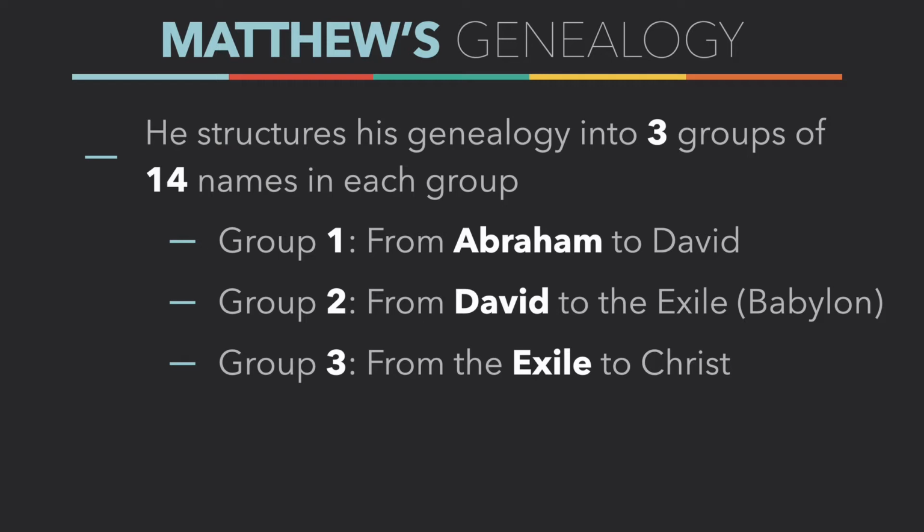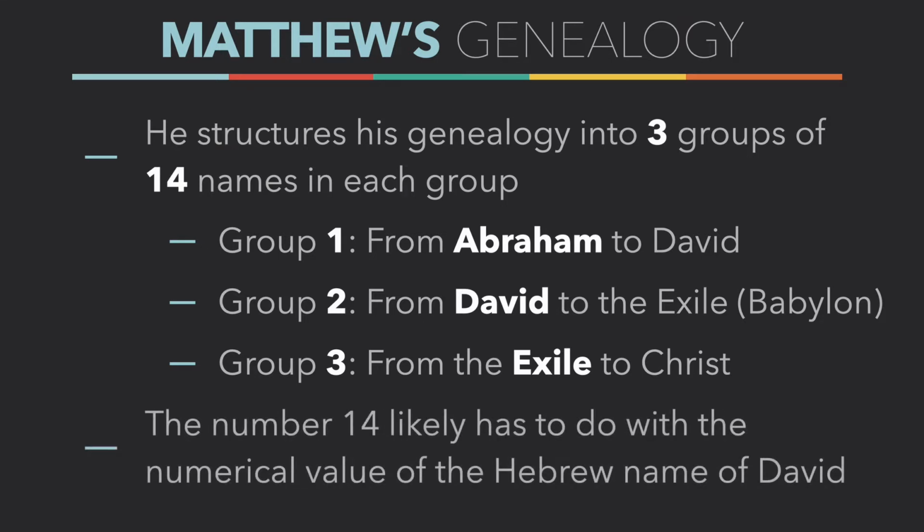Now, these are 3 groups of 14 names that each start and stop with a key person or a key event in the history of Israel. And we'll talk about why that is in a little bit. But what's interesting is that the number 14 might have a significance as well, because this number could have a connection to the numerical value of the Hebrew name of David.